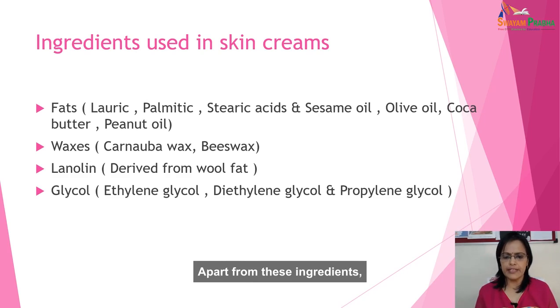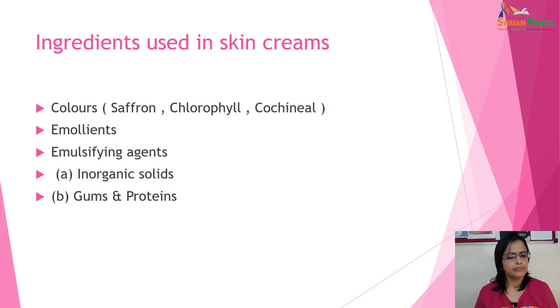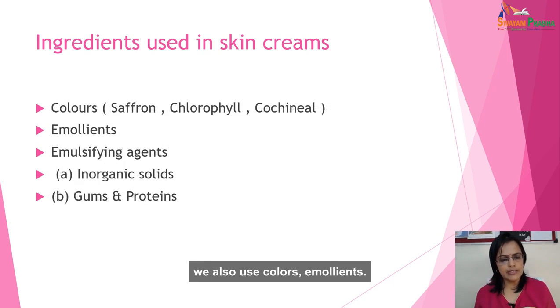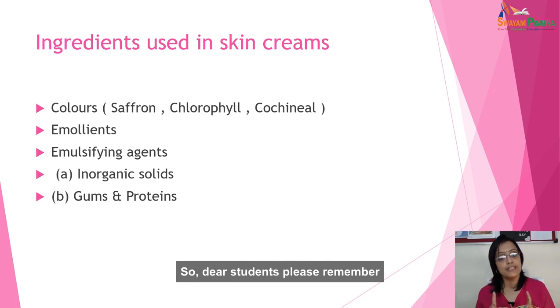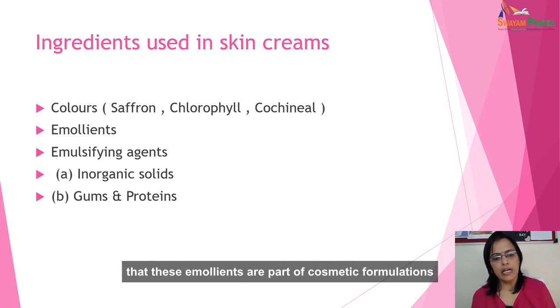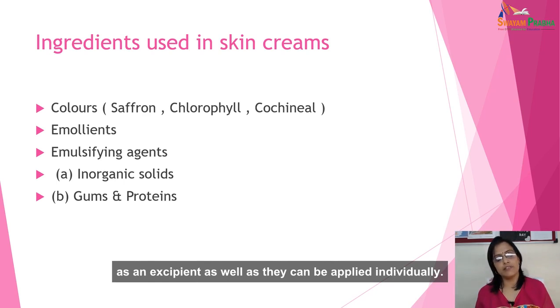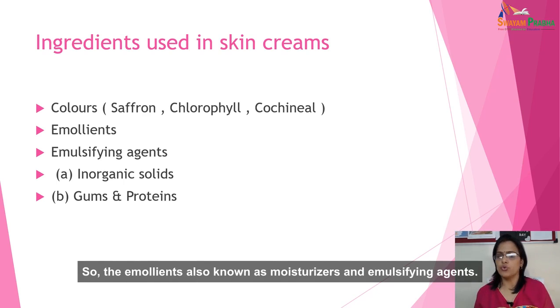Apart from these ingredients, we also use colors and emollients. Dear students, please remember we have discussed emollients in detail: these emollients are part of cosmetic formulations as an excipient, and they can also be applied individually. Emollients are also known as moisturizers, and there are emulsifying agents.